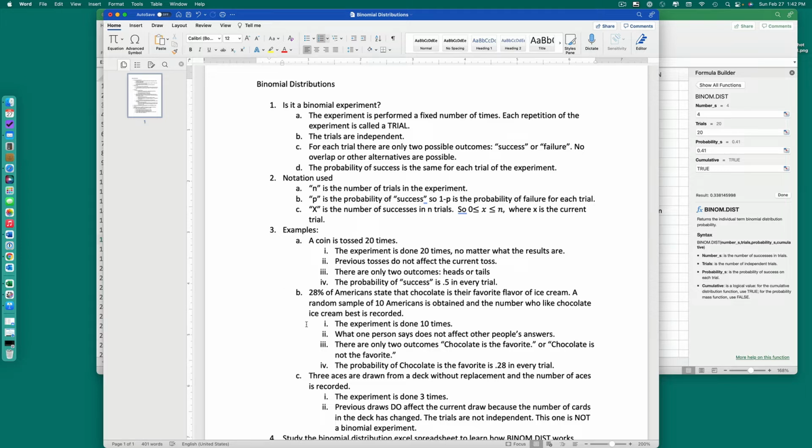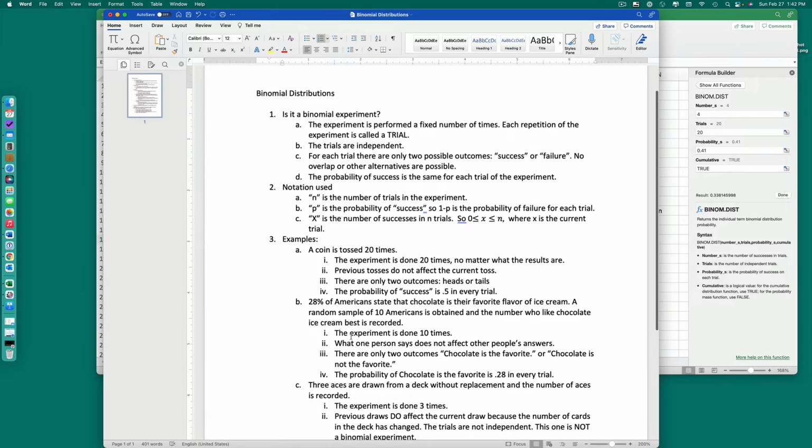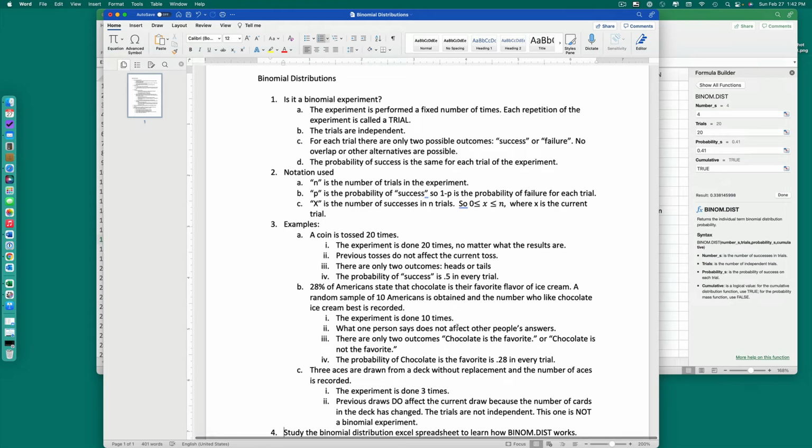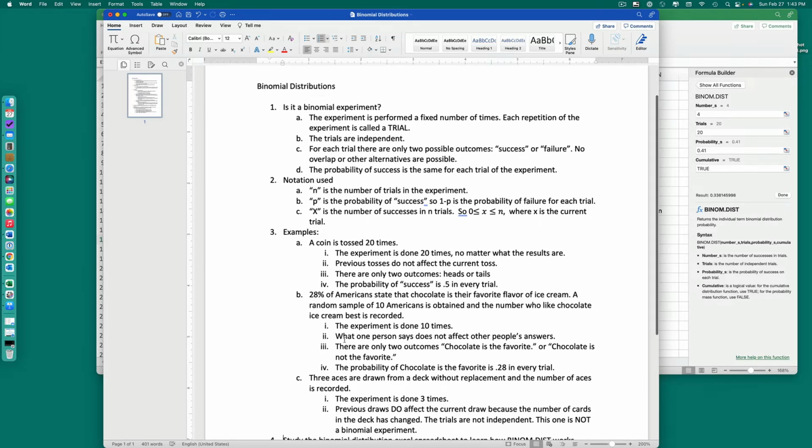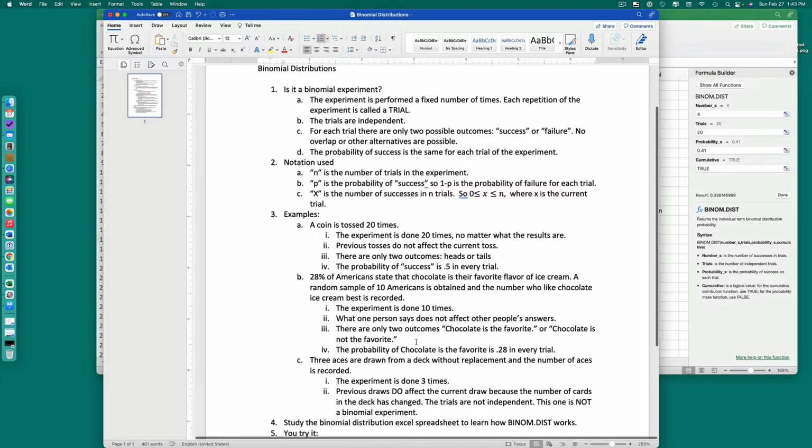The second one, 28% of Americans say that chocolate is their favorite flavor of ice cream. So we sample 10 Americans and ask, what is your favorite flavor of ice cream? Well, the experiment is done 10 times, so that's a fixed number of times, so we're good with that. And since it's a random sample of Americans, we can assume that they're not standing next to each other and influencing each other's answer. So those are independent trials. If we had not had a random sample, but maybe surveyed a family where what some other people said in their family made them change their mind about what their favorite flavor is, then those trials wouldn't be independent and this wouldn't be binomial.